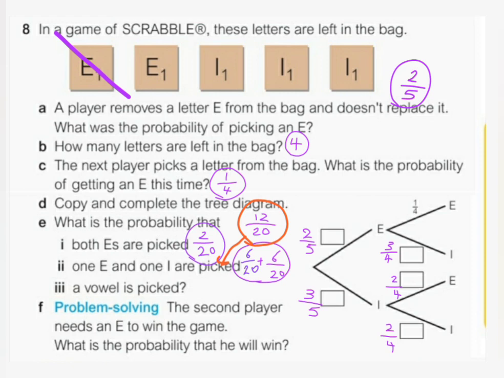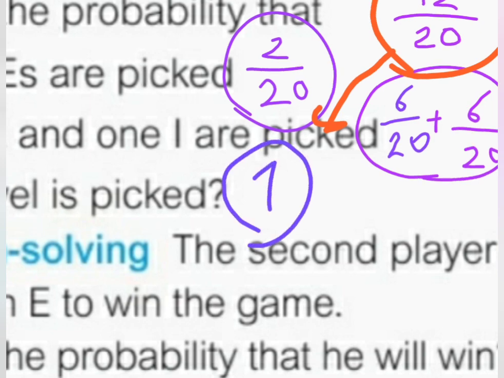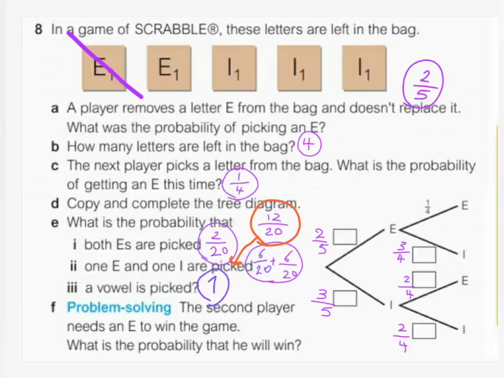Now, number 3, a vowel is picked. What is the probability of picking a vowel? Now, as you can see here, all of these are vowels. So the probability of picking a vowel is 100%. Whatever card you're taking or whatever letter you're picking is going to be a vowel. So the probability of picking a vowel is 1. Or you can say 100% that he's picking a vowel. It's not a problem.